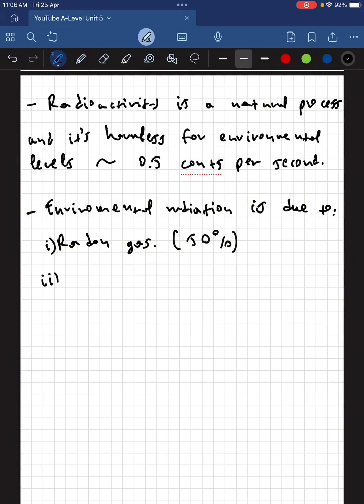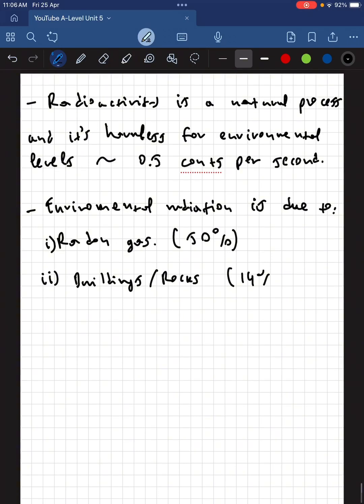Let's write down this one. The buildings and rocks are responsible for about 14% of environmental radiation. And this is because they contain uranium and other kinds of heavy elements that are radioactive. Food and drinks are responsible for about 12% of environmental radiation.